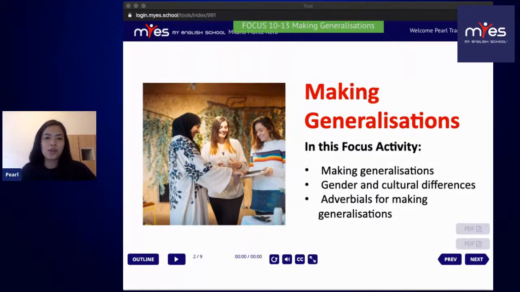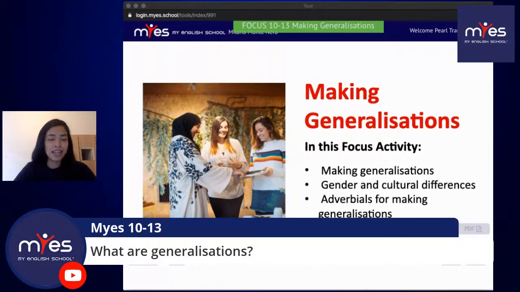All right, so what are generalizations? Let's start first. I do want to point out that in American English, we write generalization with a Z as opposed to an S. So it's very strange to me. But what are generalizations?